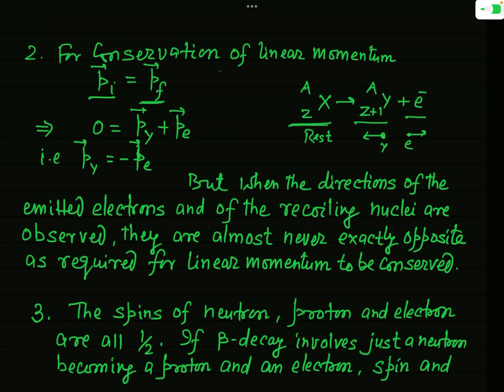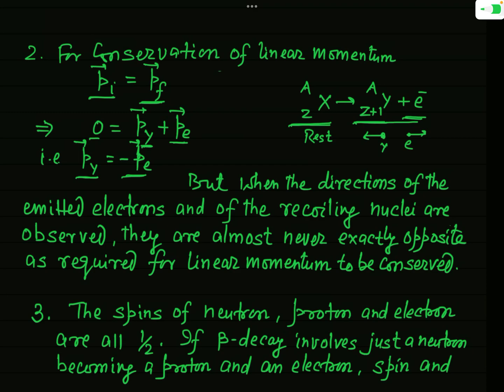But as we have assumed that our parent nucleus is at rest, Pi will be equal to 0. But what will be Pf? Pf means the total linear momentum of the products. And the products have two components. The first one is the daughter nucleus, and the other is the electron. So Pf means the momentum of the daughter nucleus Y and the momentum of the electron. So 0 is equal to Py plus Pe, and therefore Py must be equal to minus Pe. So if the linear momentum remains conserved in this process, then the linear momentum of the recoiling daughter nucleus must be exactly equal and opposite to the linear momentum of the electron. Only then can you say that linear momentum remains conserved.